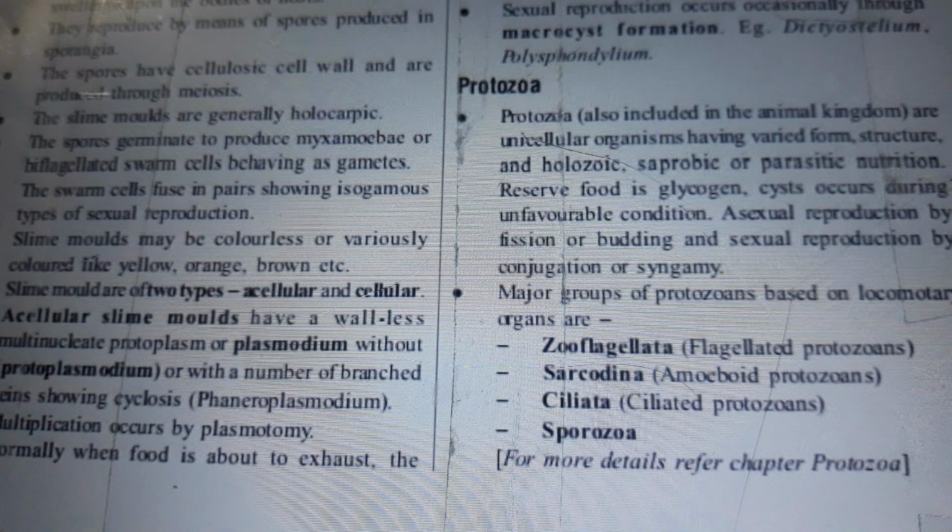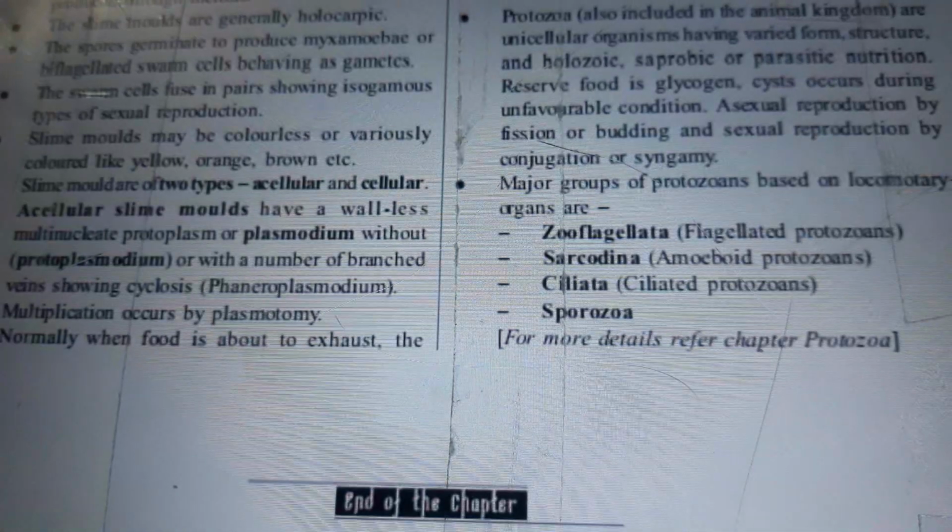Protozoa, also included in the animal kingdom, are unicellular organisms having varied form and structure and holozoic, saprobic or parasitic nutrition. Reserve food is glycogen. Encystment occurs during unfavorable conditions, with asexual reproduction by fission or budding, and sexual reproduction by conjugation or syngamy. Major groups of protozoans based on locomotory organs are zooflagellata, flagellated protozoans; sarcodina, amoeboid protozoans; ciliated protozoans; and sporozoa.